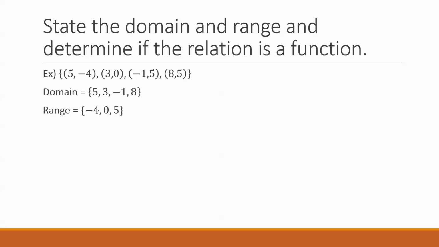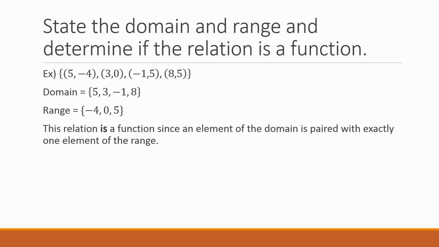Although negative 1 is paired with 5 and 8 is paired with 5 in the range, that's okay, as long as each element of our domain is only paired with one element in the range, exactly 1. 5 is only paired with negative 4. 3 is only paired with 0. Negative 1 is only paired with 5, and 8 is only paired with 5. So this is a function. And it's a function because each element in our domain is paired with exactly one element of the range.